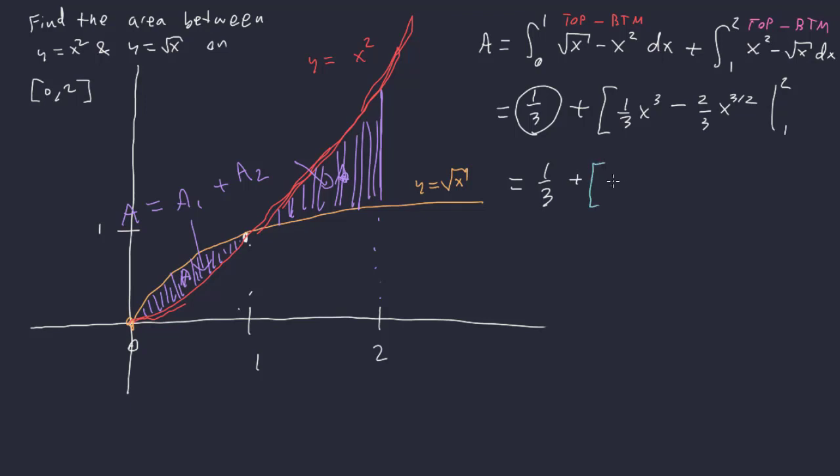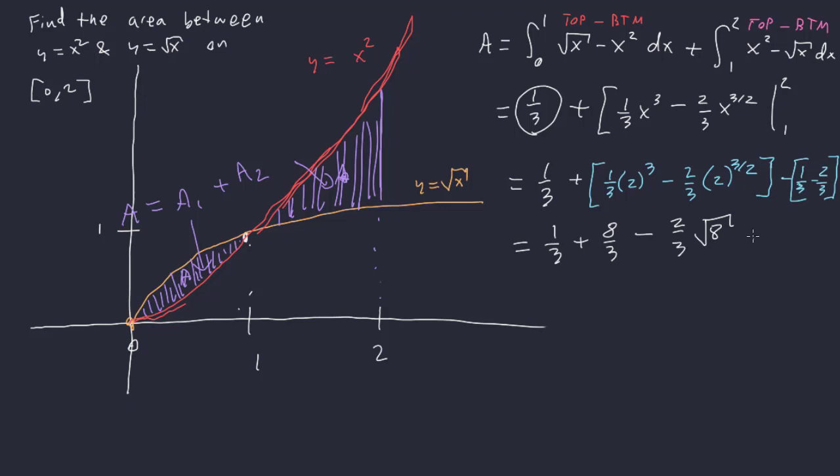So now, I'll leave that 1/3 alone. And I'm going to plug in the 2, so that'll be 1/3 times 2 cubed minus 2/3 times 2 to the 3/2. Okay, then minus, and we're going to plug in the 1, so we'll get 1/3 minus 2/3. Sorry, I'm kind of cramping things in there. So 2 cubed is 8, so that will be 8/3. And then I have 2/3 times 2 to the 3/2. So what this ends up being is the square root of 8, which we can simplify a little bit. And then this 1/3 minus 2/3, well, that's a negative 1/3.